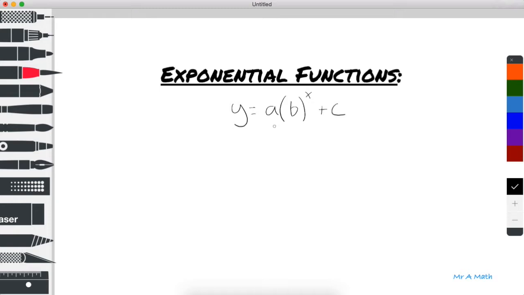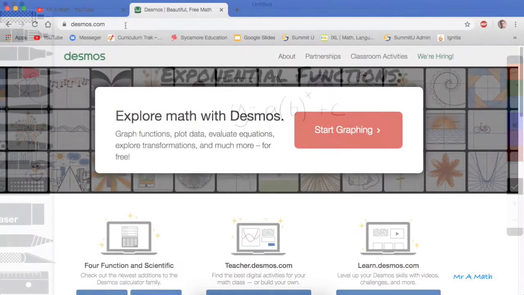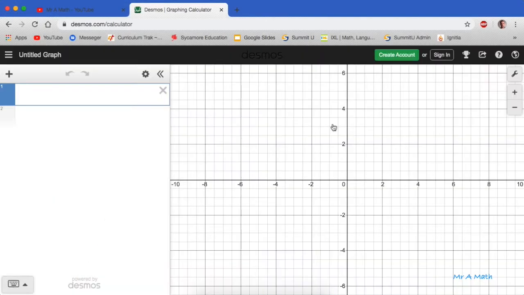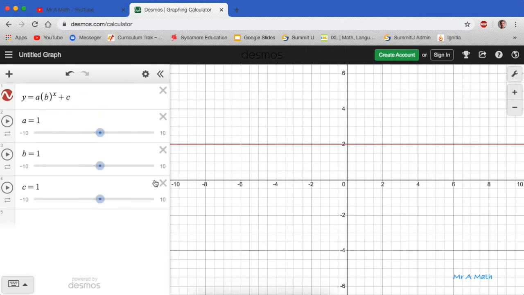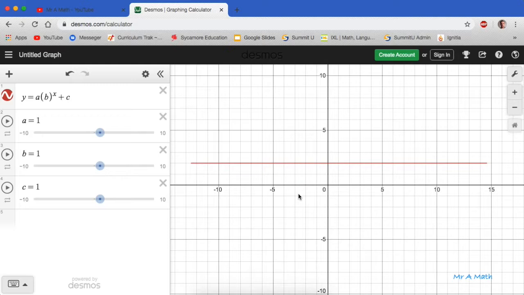And what we realize is if we graph this and visualize this with sliders on Desmos, we can actually generalize what each variable does to the formula. Let me show you what I mean. So if I go ahead and type in y equals a times b to the power of x plus c, we're going to be able to create some sliders here to check out what happens when I have an exponential function.